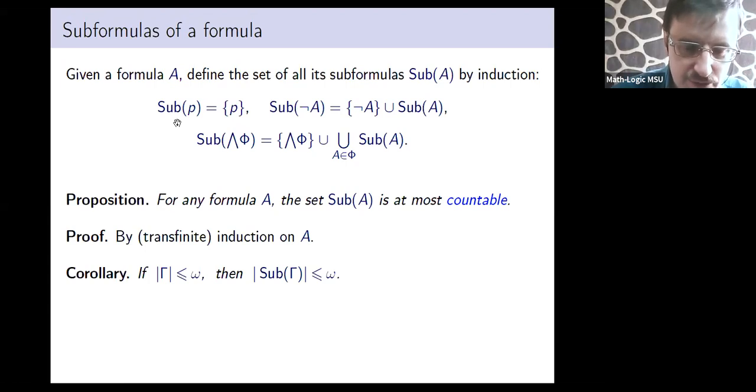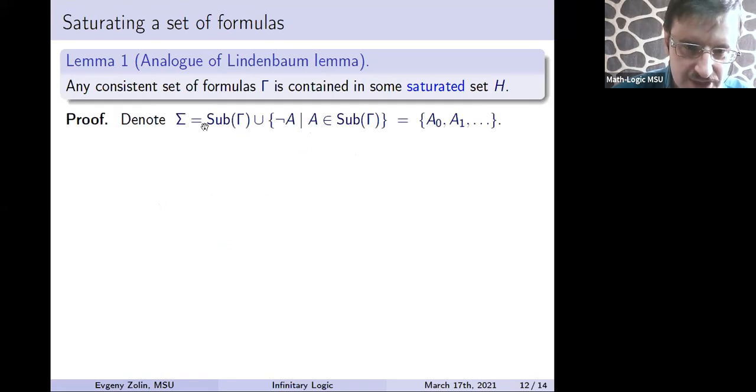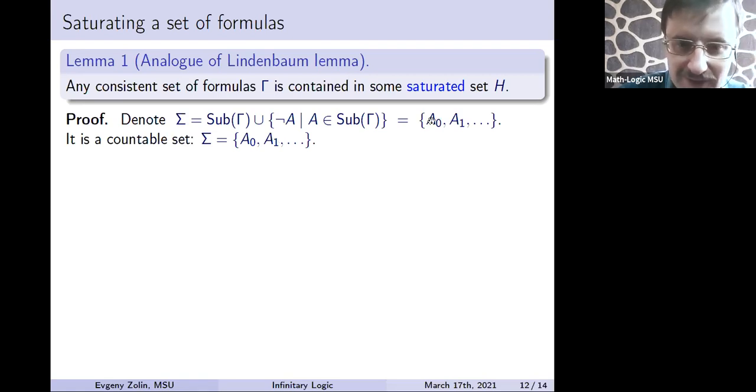And now we are ready to build a saturated set. So we take as a consistent set an at most countable set of formulas gamma. We take all subformulas and all negations of subformulas. So it is a countable set. So we can enumerate formulas. We enumerate these formulas by natural numbers, a0, a1, and a2.